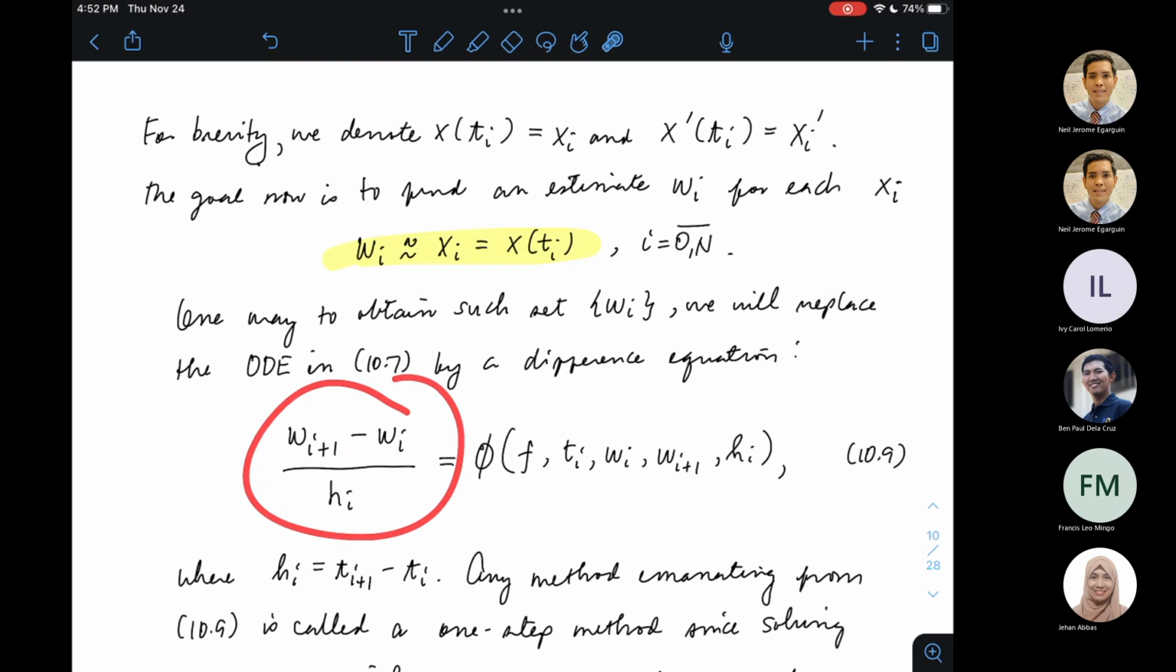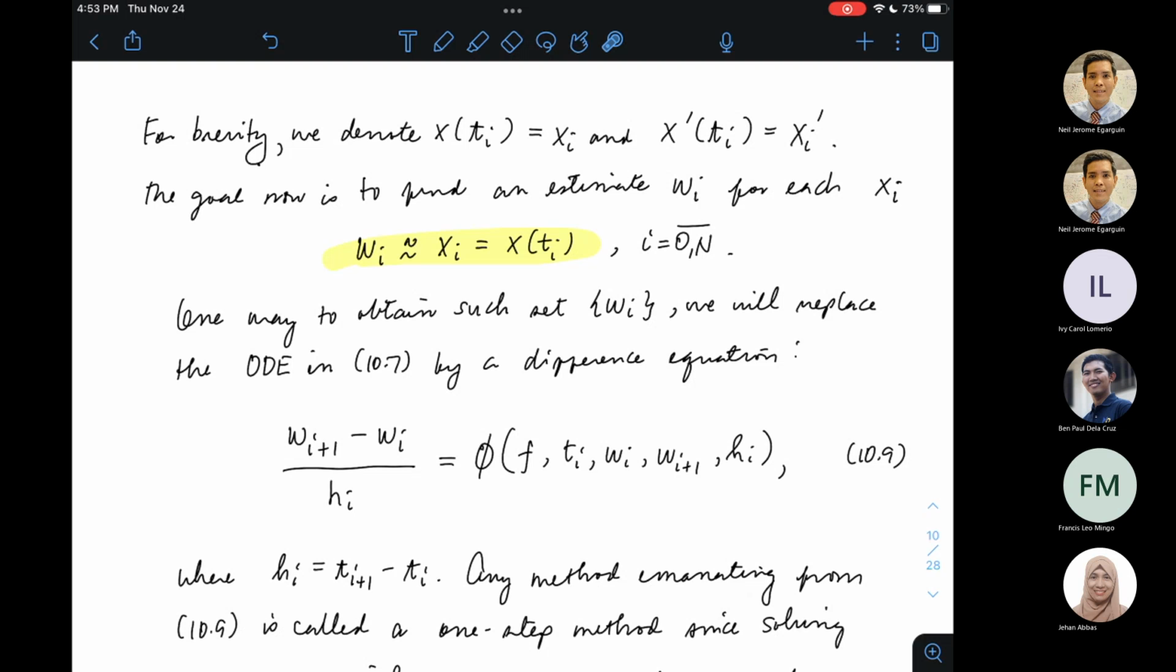Kaya nangyari, ito yung nakukuha nating approximate. But instead of x of t sub i, pinalitan ko na siya ng w sub i. Kasi yan yung gusto natin sa formula natin. Kasi ang kinukuha natin ay mga estimates na w sub i. They are not exactly x of t sub i. But if the w sub i are all good estimates to our x of t sub i, and h sub i is close enough to 0, then this becomes a good approximation to the instantaneous rate of change or to the derivative. Kaya usually ginagawa ko or ginagawa sa classical methods, nagtatry muna na palitan yung derivative by a divided difference.